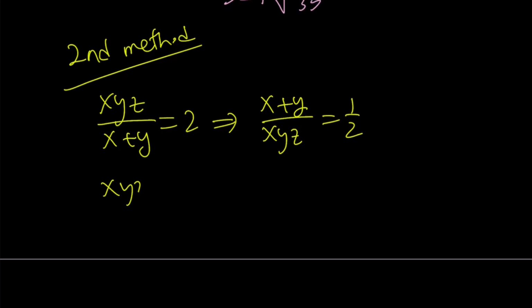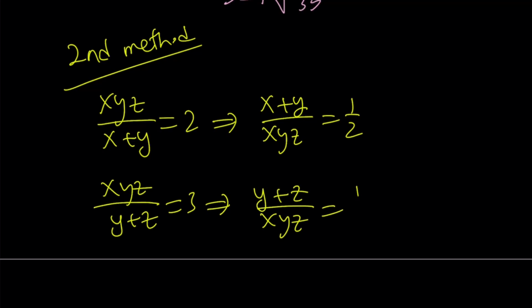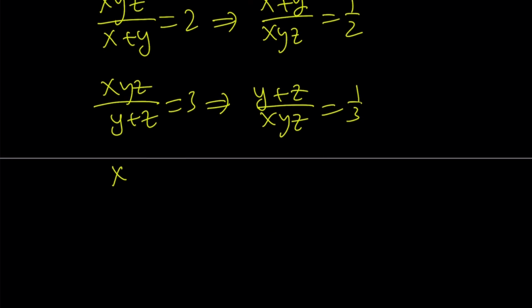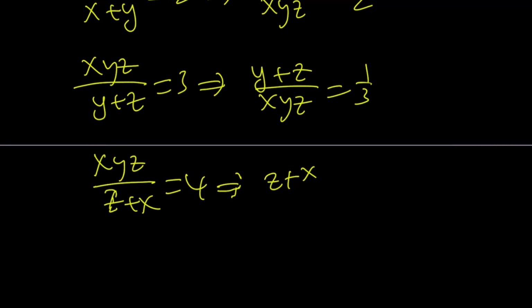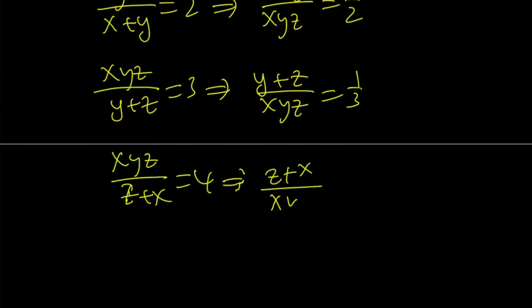Take the second equation. That is equal to 3, and flip it. You're going to get (y plus z) over xyz equals 1/3. And take the third equation, which is z plus x. That is equal to 4. And if you flip it, you're going to get (z plus x) divided by xyz equals 1/4.